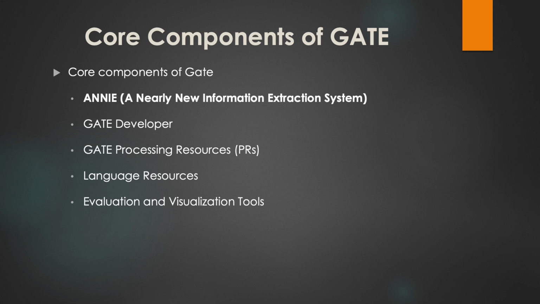Next, we have ANNIE, which stands for A Nearly New Information Extraction system. It is a pre-configured NLP pipeline that includes key features like named entity recognition and tokenization. This is an excellent starting point for many NLP projects. You can customize it as per your needs. Another important component is the API, which gives you the flexibility of programming control over GATE processes. It is ideal for more complex NLP tasks where you want full control over how data is processed.